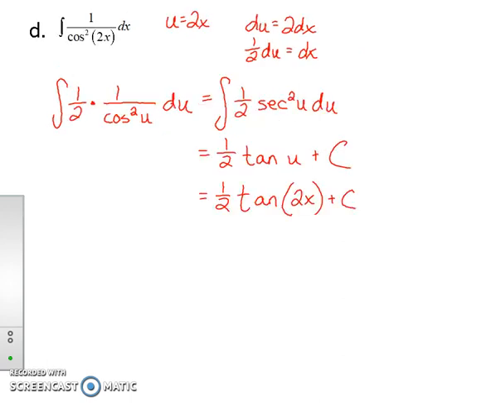Then for D, you had to kind of catch something in order to make it work for you. You do start with that innermost function. So 2x was your u, which makes 1/2 du equivalent to dx. So my integral became 1/2 times 1 over cosine squared u du. Here's the trick. You had to realize that 1 over cosine squared is the same as secant squared. Because then secant squared is the derivative of tangent. So that real quickly integrated back to 1/2 tangent u plus c, and then you replace the u with 2x.